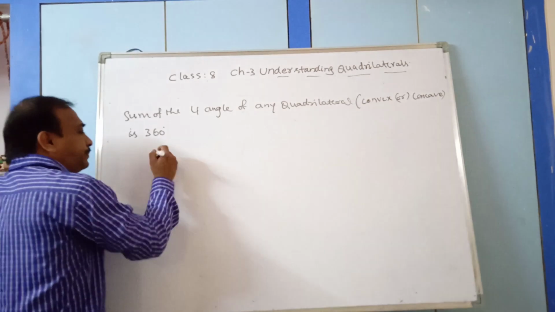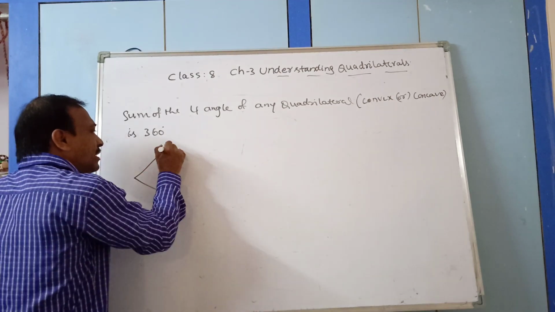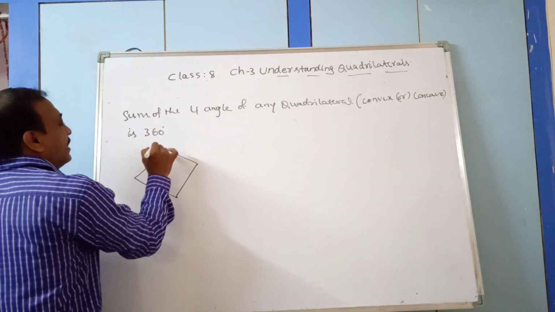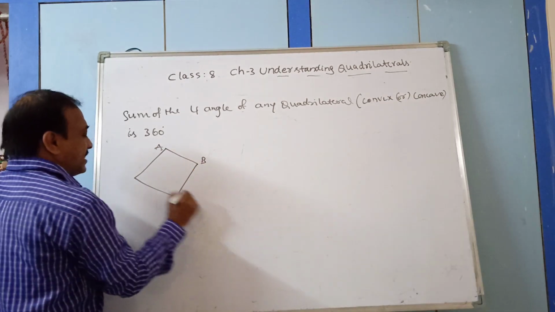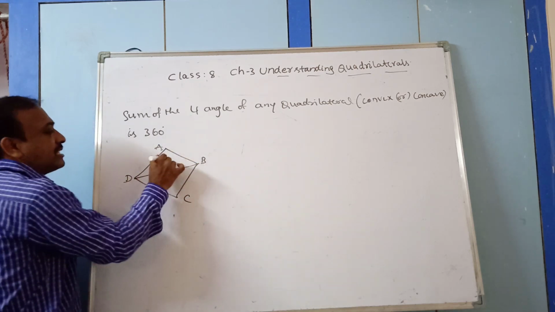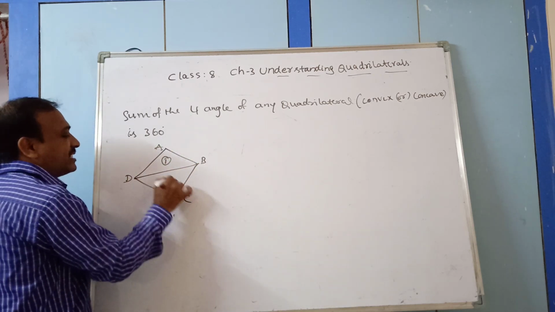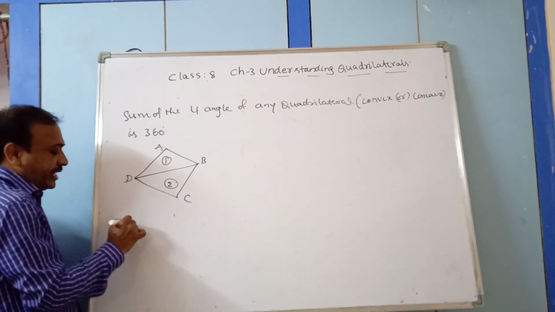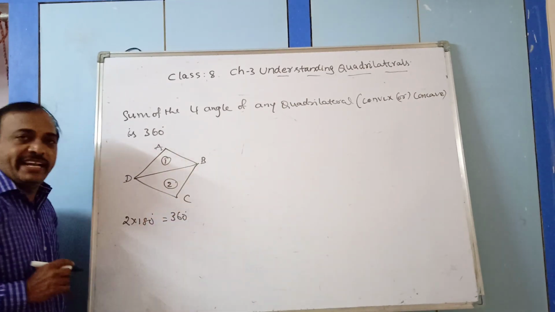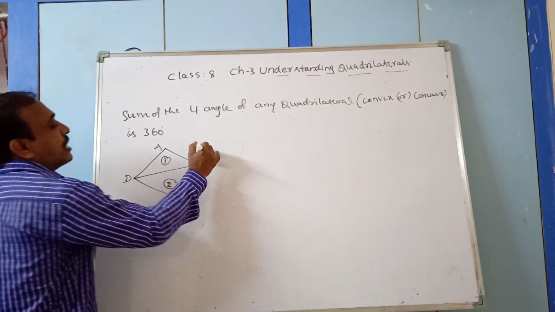That is, just now we discussed. So here, is it convex or concave? Convex. A, B, C, D. If you divide this into two triangles, the sum of the angles of this triangle and the sum of the angles of the second triangle, so 2 into 180 is equal to 360 degrees. This is about convex.